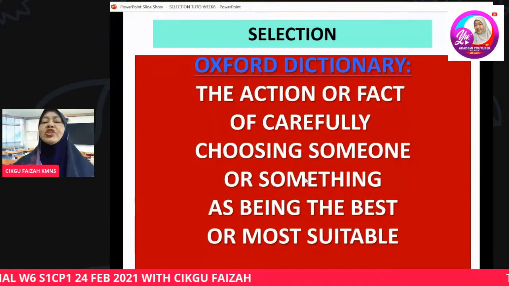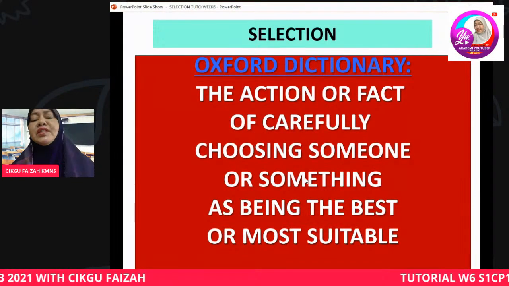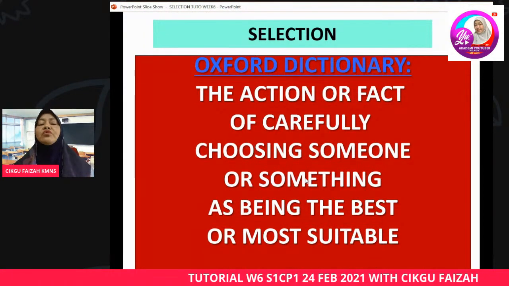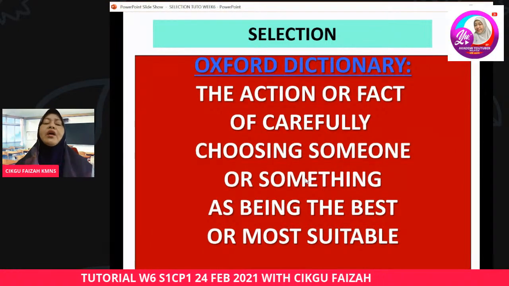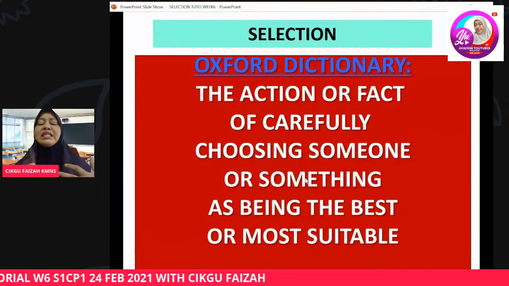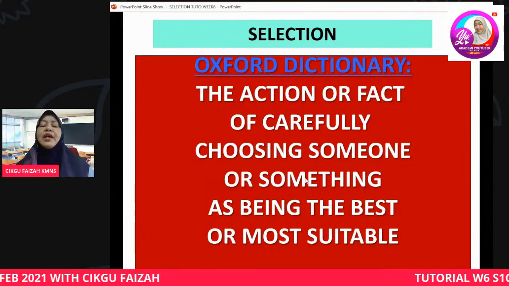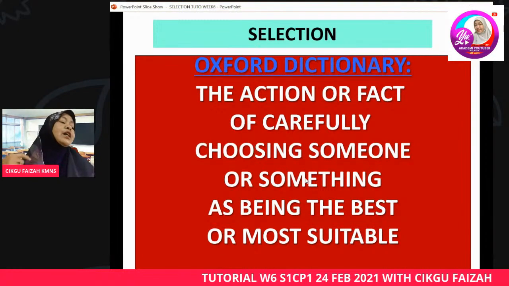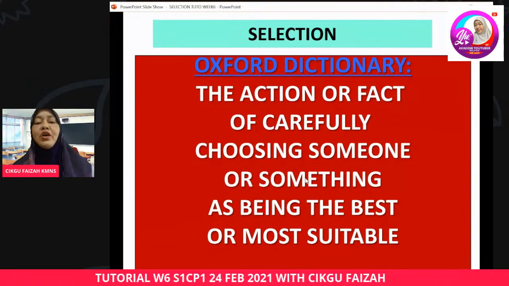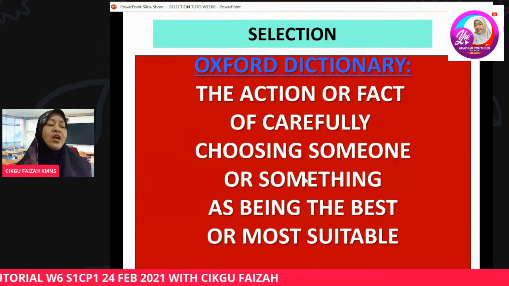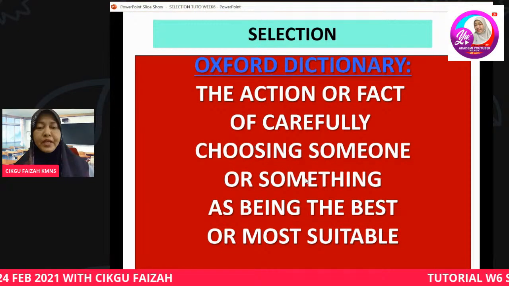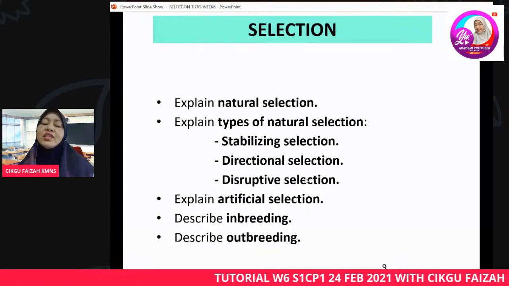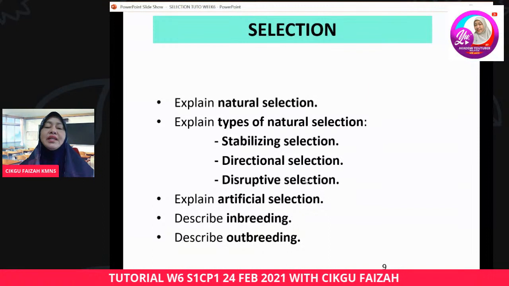So apply to selection. If teacher refers to selection in the Oxford Dictionary, it is actually referring to the action or fact of choosing someone or something as being the best, or the most suitable. So now apply this topic in our chapter 3. Chapter 3 obviously, class, tajuk dia selection. So what are we going to learn under this topic? Actually, we are going to learn 2 types: natural selection and artificial selection.